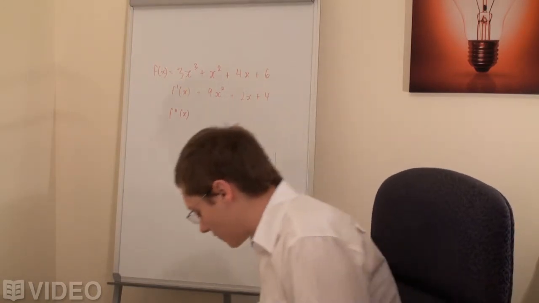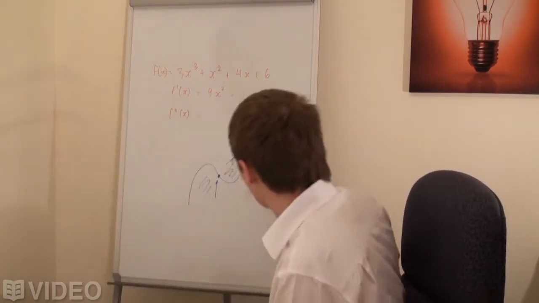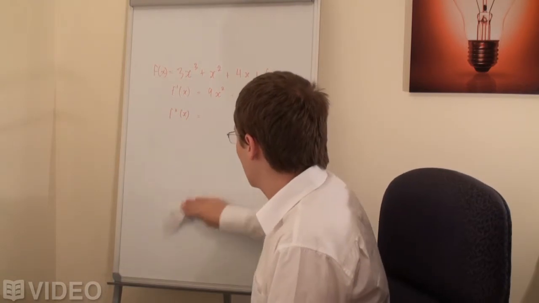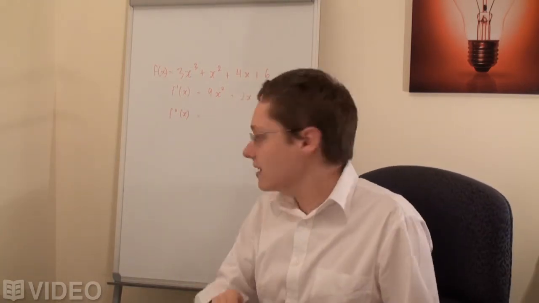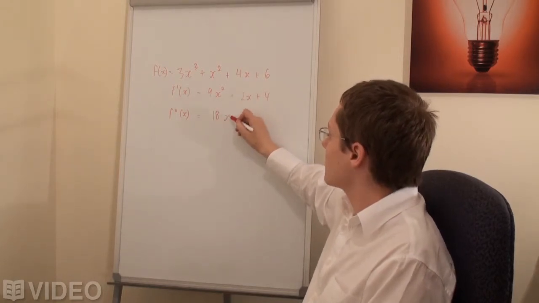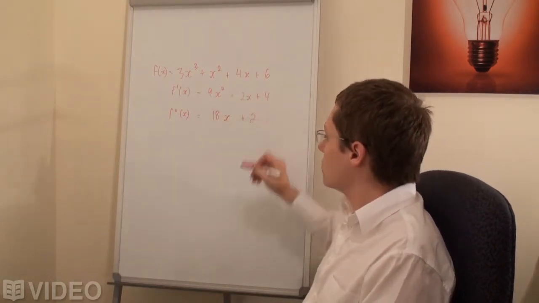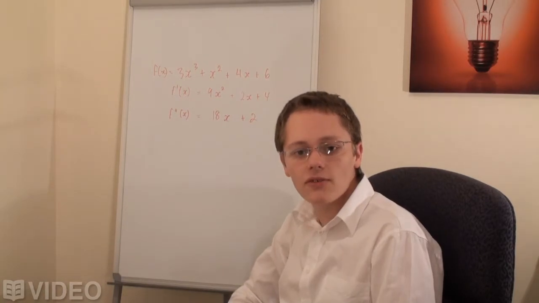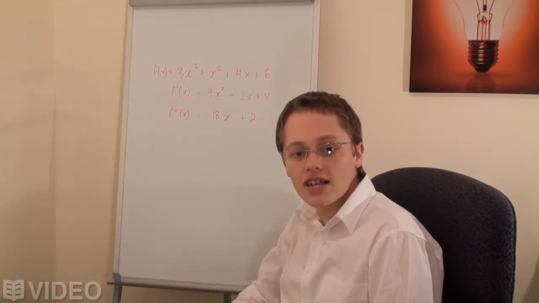So, we differentiate again using the power rule. And hence, we bring the 2 down, so we get 18x plus 2 as being the second derivative. And we can solve for 0.